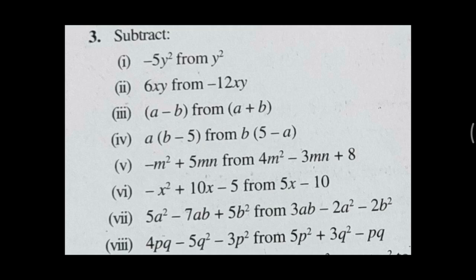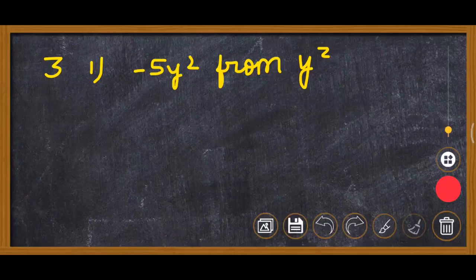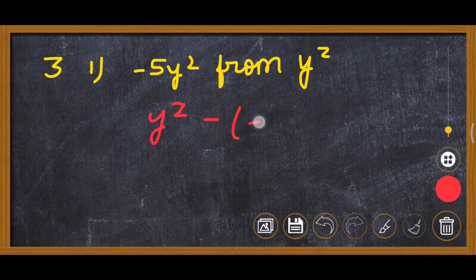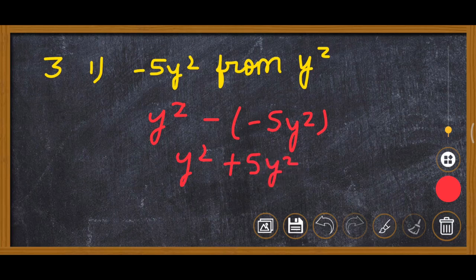Now let's solve it. Today we are doing the first question: subtract minus 5y square from y square. First of all write y square, then take the minus sign and minus 5y square, then minus minus plus 5y square. Y square plus 5y square is 6y square.